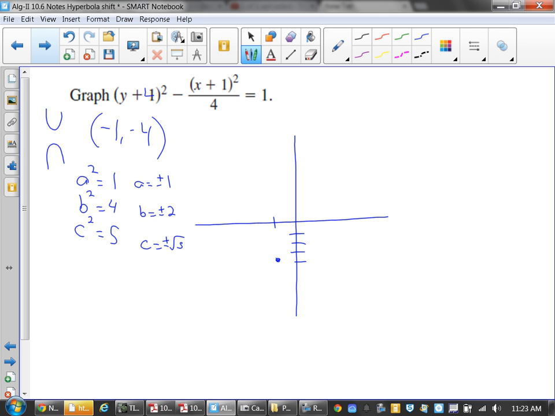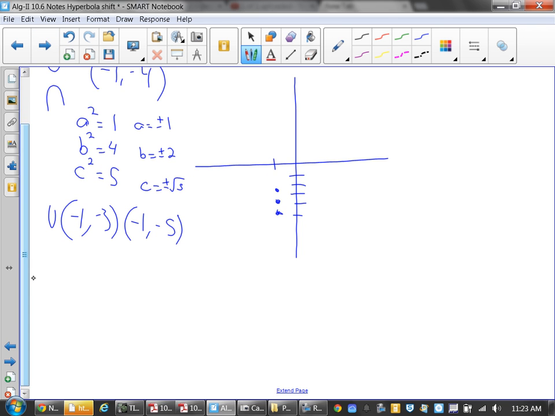So from that center, I have to go up 1 and down 1 to my vertex. So vertices, -1, -3, -1, -5. Okay with that? Go left and right 2, excuse me, to get my co-vertices. So my co-vertices will be at -3, -4, 1, -4. Make the rectangular box.